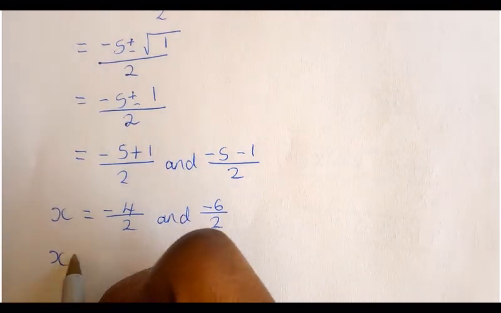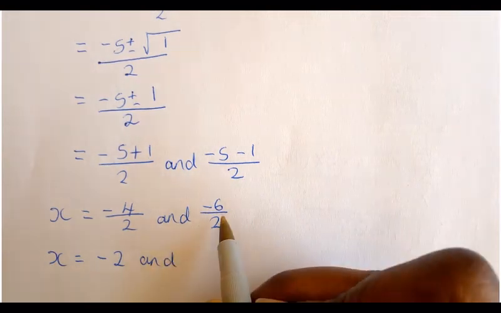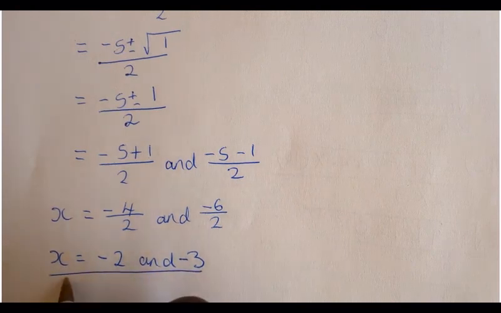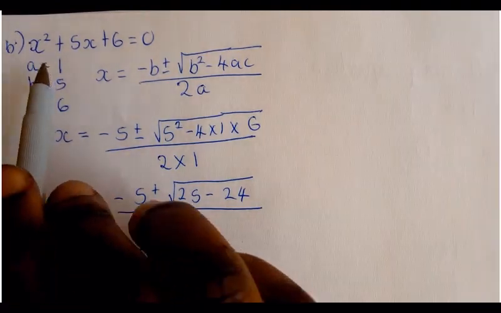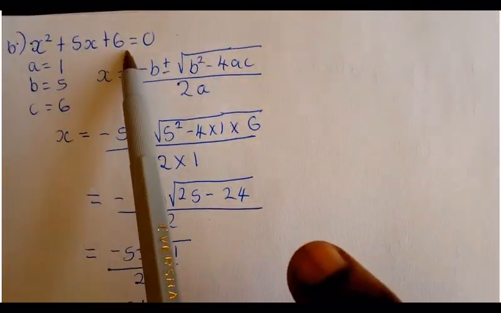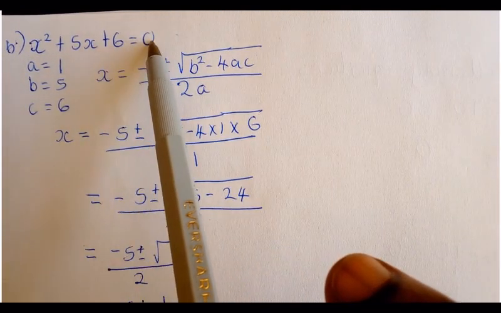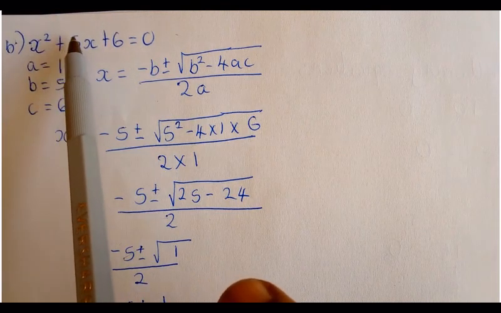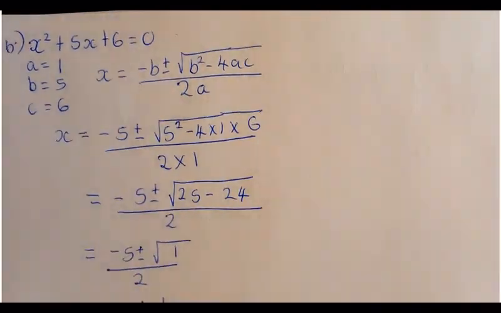Then x is equal to minus 4 over 2, this is negative 2, and minus 6 over 2, this is negative 3. So this is our solution. So if you input negative 2 into this equation, you get 0. That is, if you say negative 2 squared plus 5 times negative 2 plus 6, it's equal to 0. And also if you input negative 3, if you say negative 3 squared plus 5 times negative 3 plus 6, it's equal to 0. So that is how you solve quadratic equations using the quadratic formula.